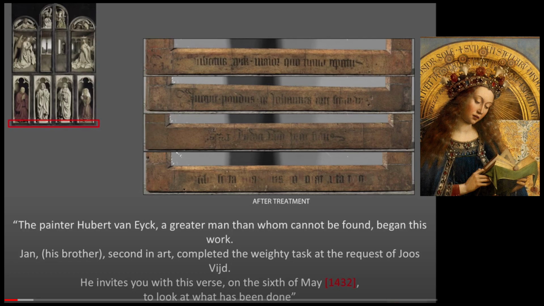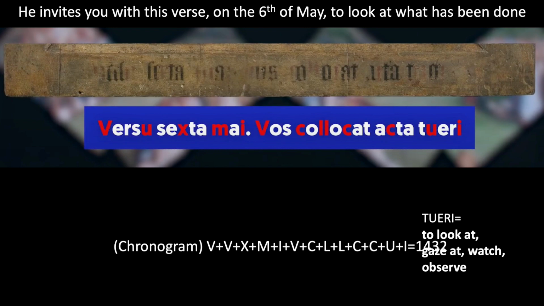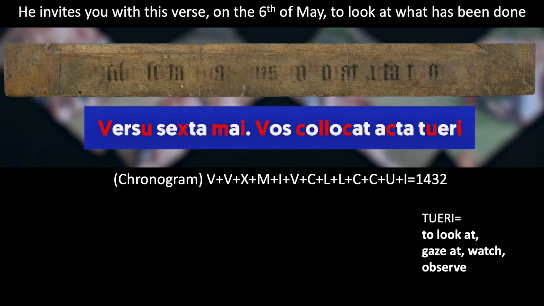We know that it was painted by Jan van Eyck, but it was probably started by his brother Hubert. And there's a reference to that on the frame where Jan references his brother. There's also a rather clever reference to the year in which this painting was made, with this little puzzle or chronogram where you see the letters in different colours and you have to add them up. Now, this is really what this painting is all about.